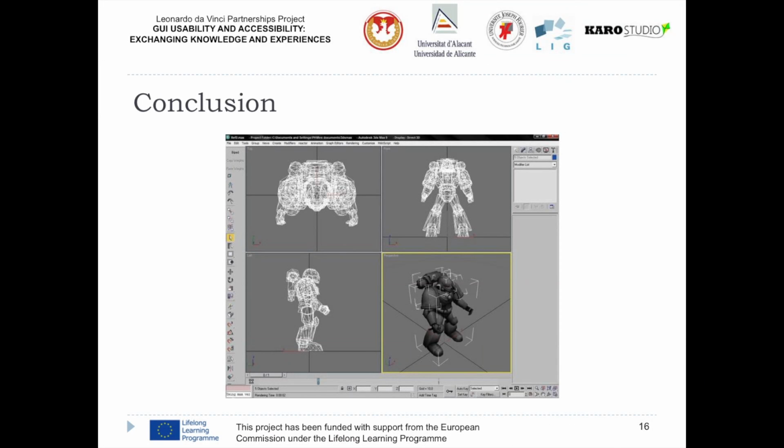In conclusion, here is the classical four views configuration used in commercial 3D modeling software. Three views are orthographic projections along the common axes X, Y, and Z, and one is a perspective projection for the overview of the scene. Now you know why they are both used.